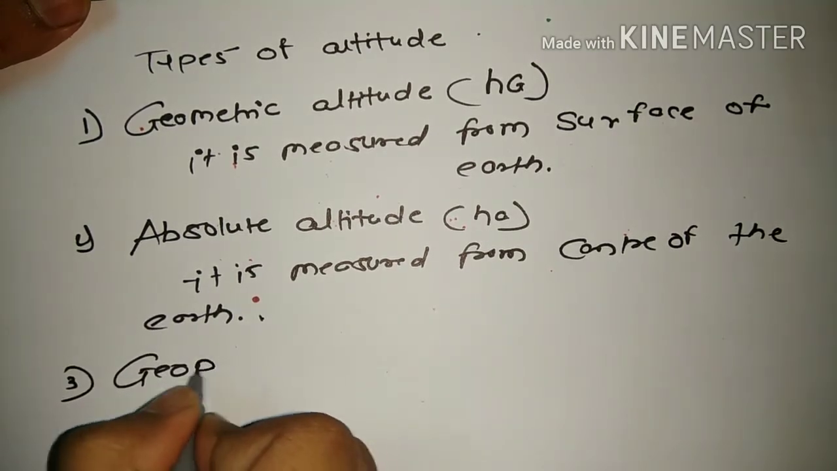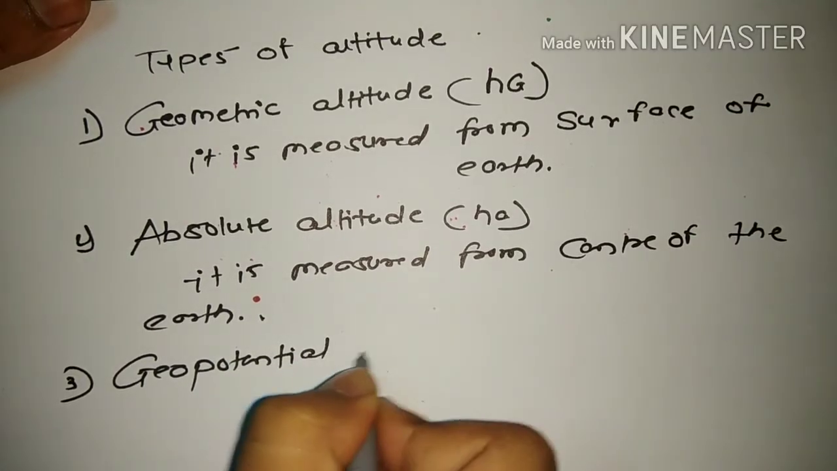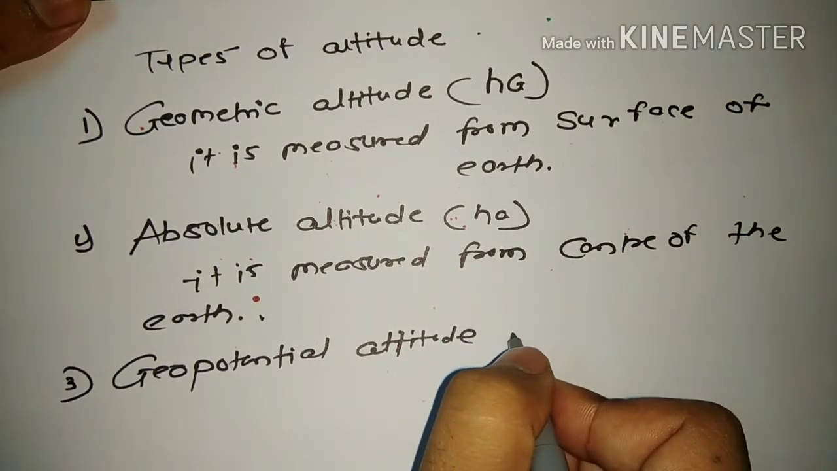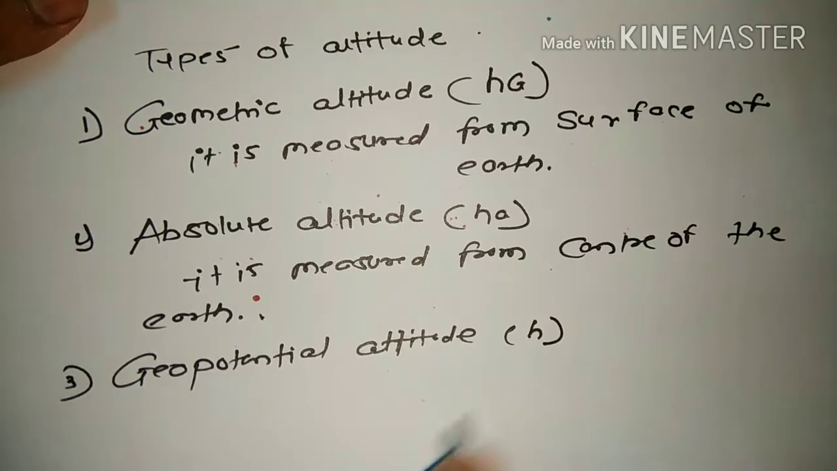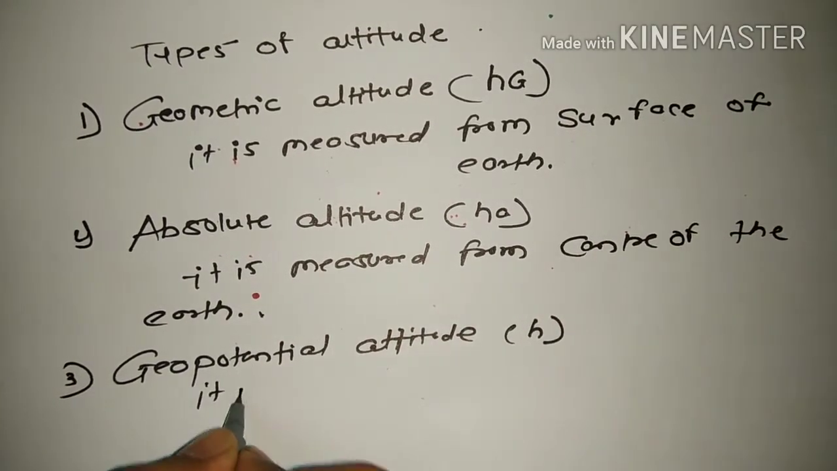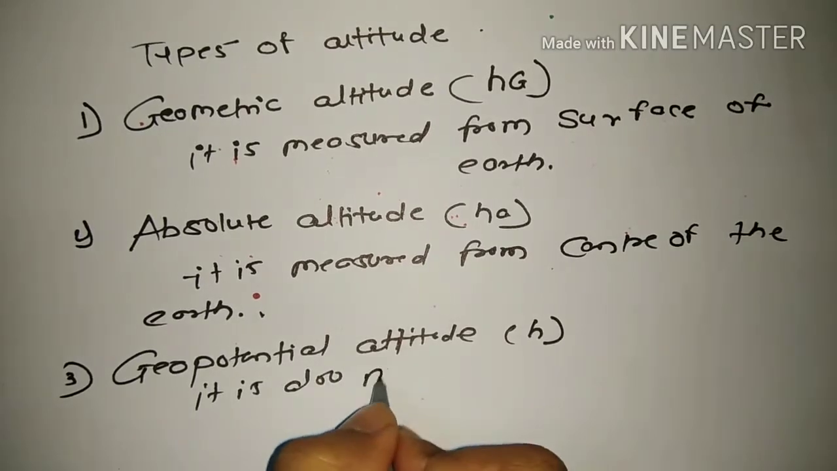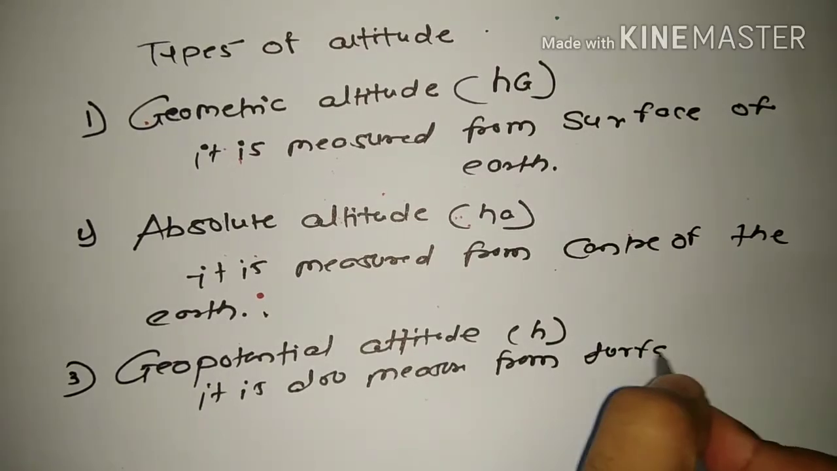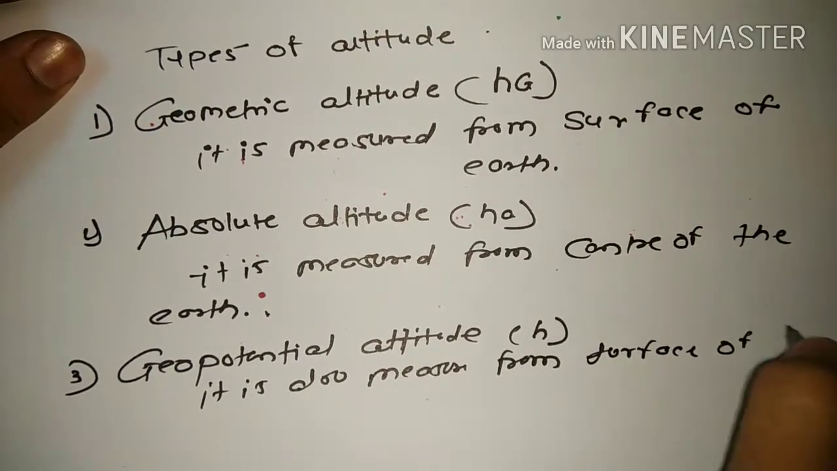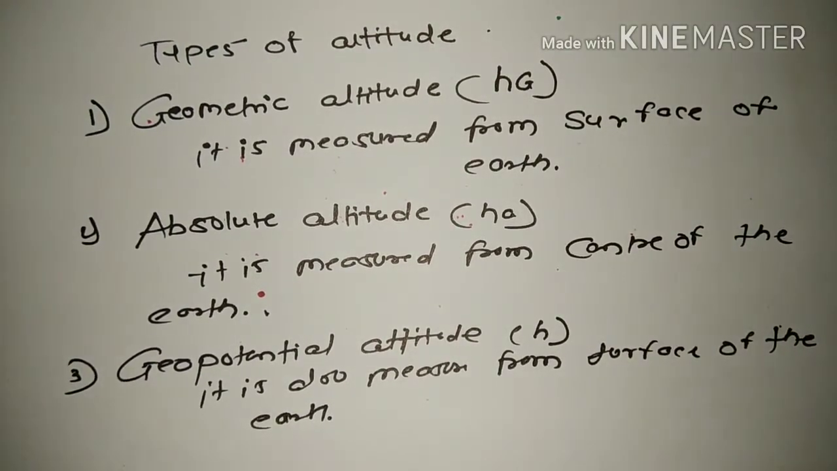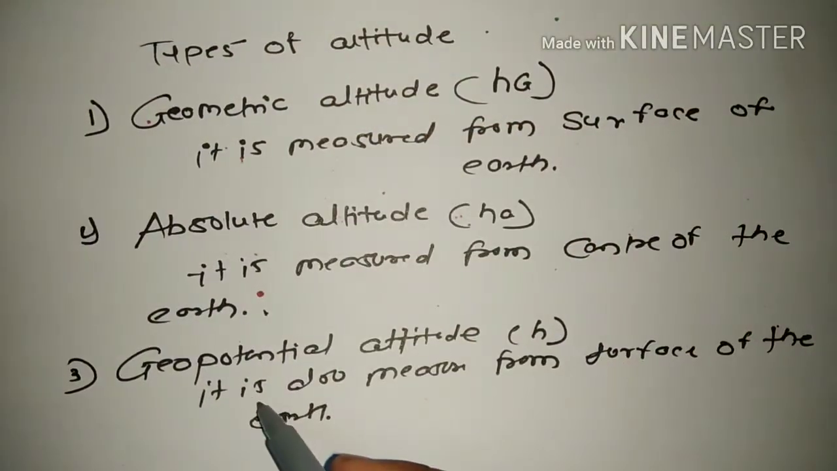And the third one, the most important, is geopotential altitude, denoted by H. These are the three main types of altitude. This altitude is also measured from the surface of the earth. Now you are thinking what is the difference between geometric and geopotential altitude.